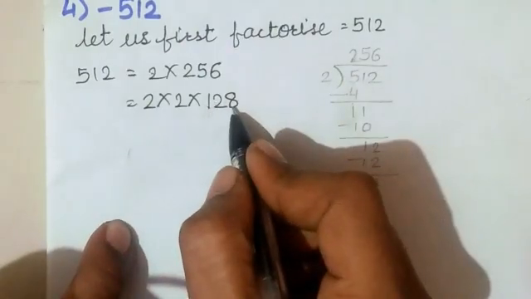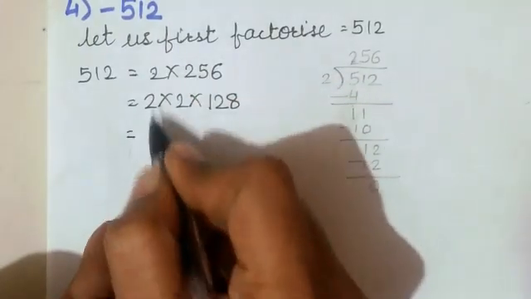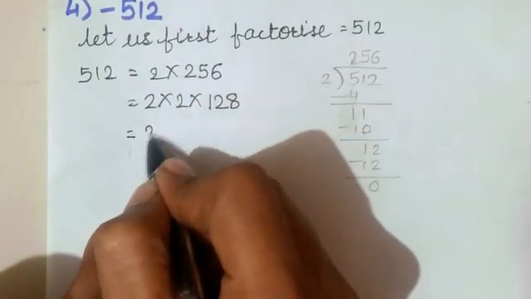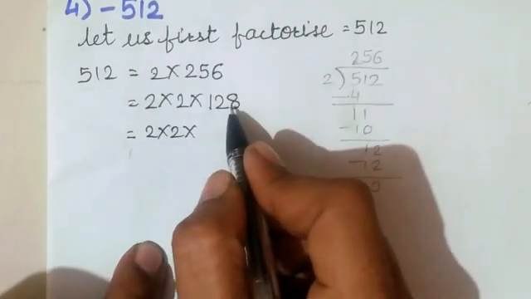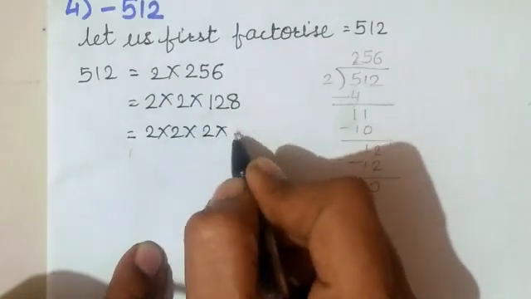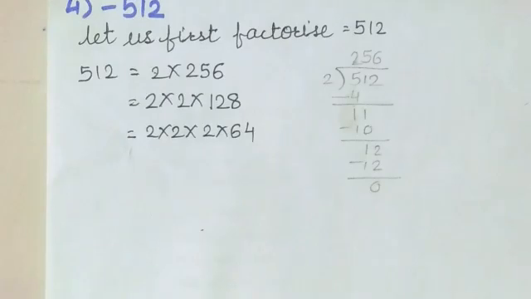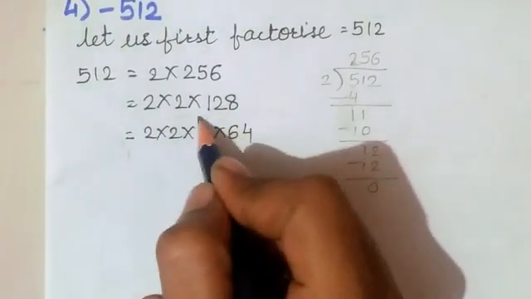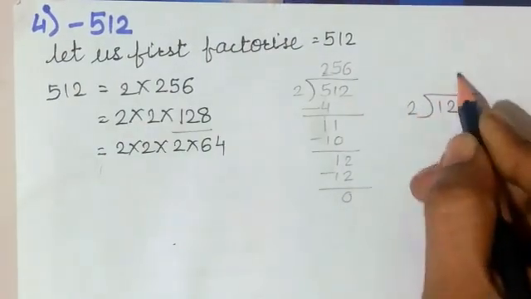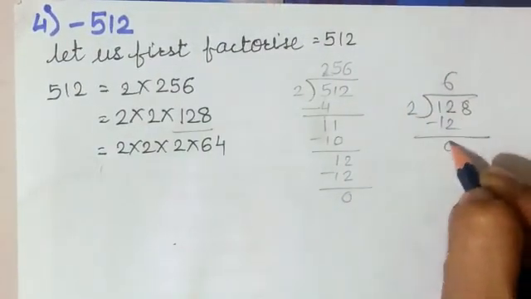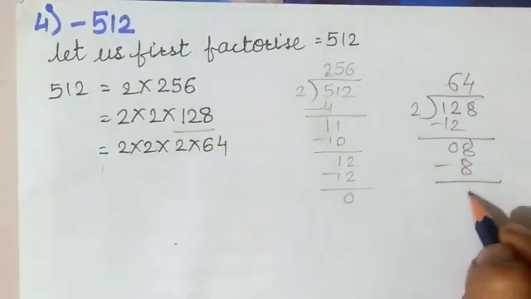So again 8 is at unit place. Again in the same way, we can use the test of divisibility of 2. This 2 we are going to repeat. 2 into 2 into 2. Now instead of this 128, 2 6s are 12, 2 4s are 8. Again one more time I will show this rough work. 2 6s are 12, remainder will be 0. We will take the 8, 2 4s are 8. 8 minus 8, answer is 0.